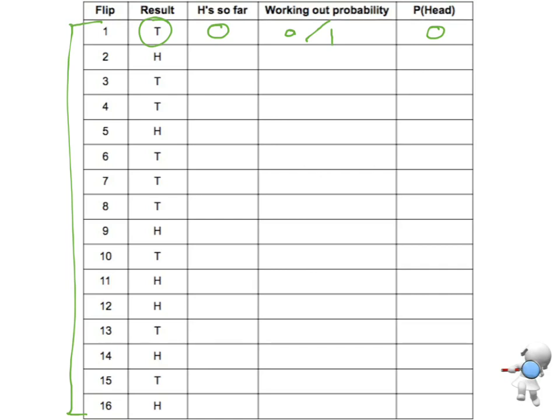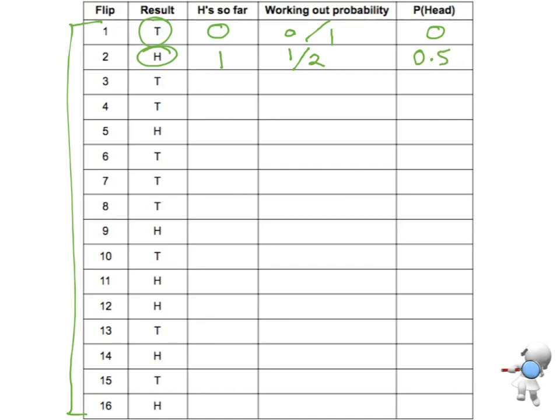Now I'm going to flip the second time. I do that again and I get a head this time. So that means I have 1 head so far, and so far I've done 2 coin tosses. So the probability, and I'm just going to write this as a decimal, is 0.5.